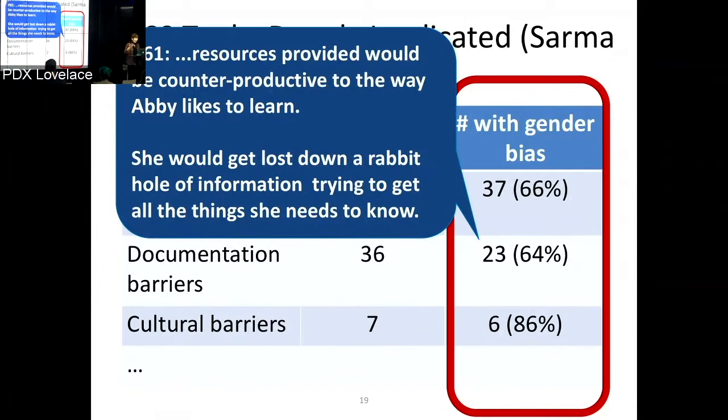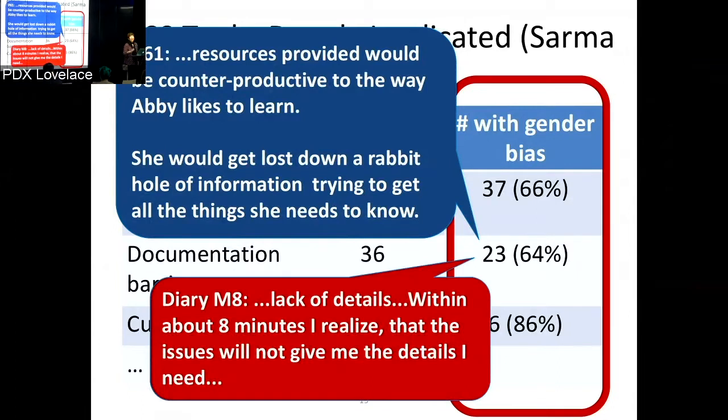So this is what the developers said about how Abby would get into trouble. But would she really? I mean, let's just ask the people who are experiencing them. Okay, we did. We got a diary. We got several diaries. And here is one of the people. This participant said about the documentation, there's a lack of details. Within about 8 minutes, so they're plowing around in here for 8 minutes looking for the good stuff, I realized that the issue will not ever give me the details I need. Okay? So a complete mismatch for that person's learning style.